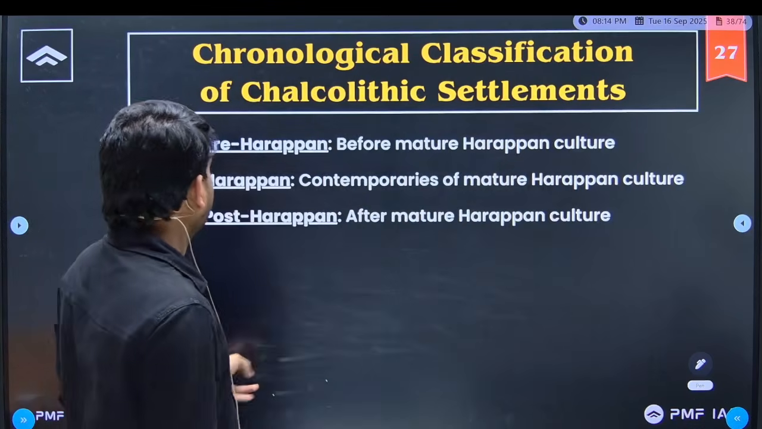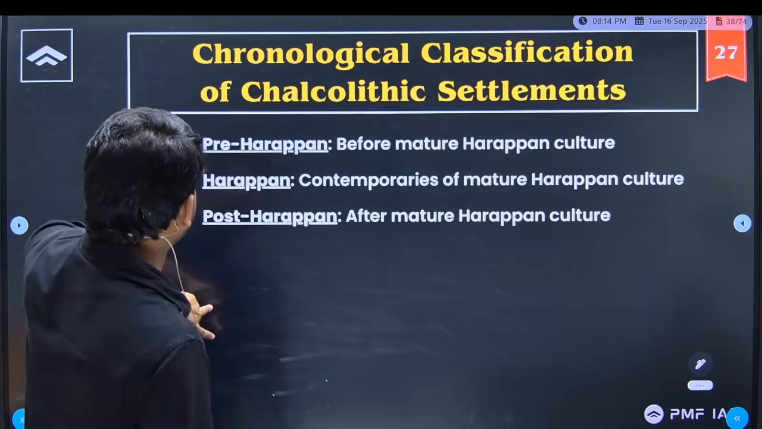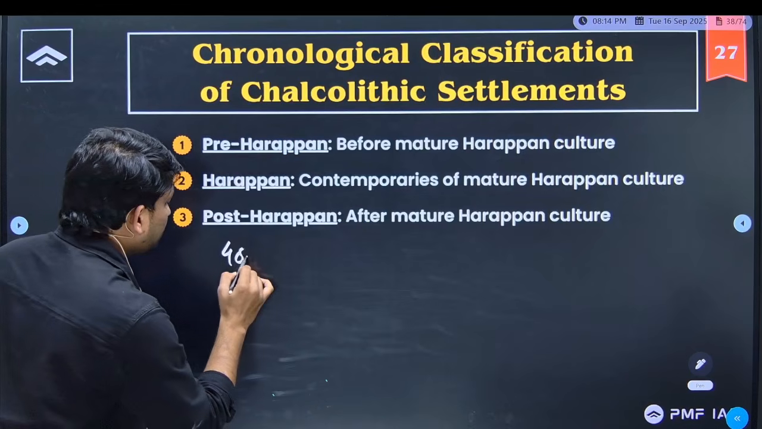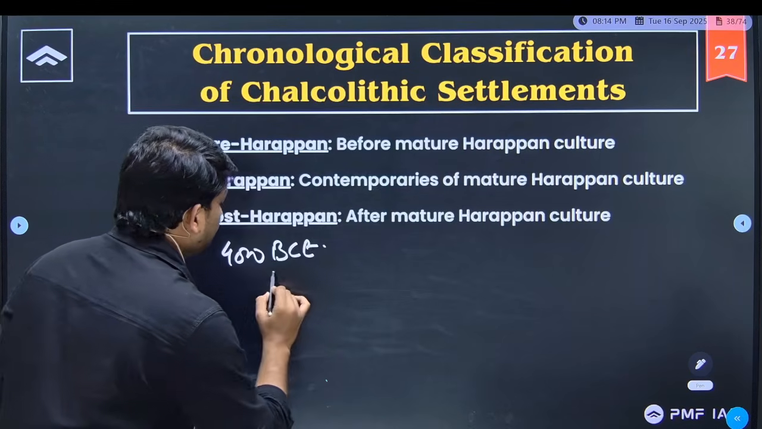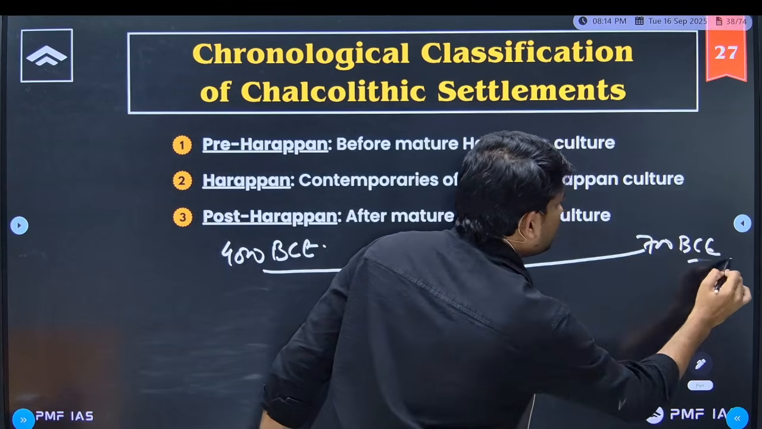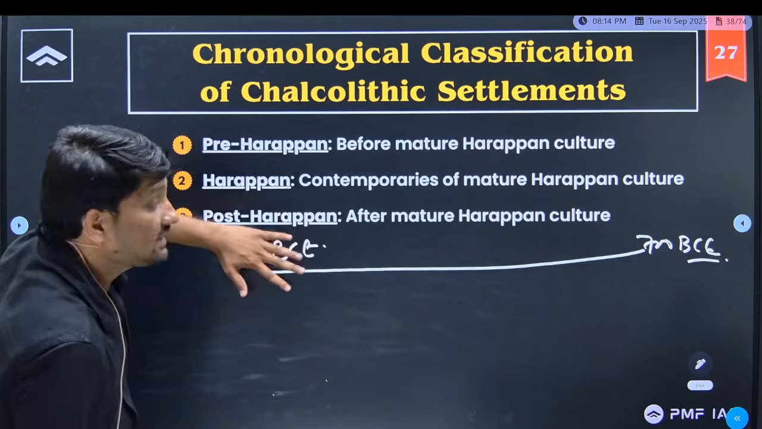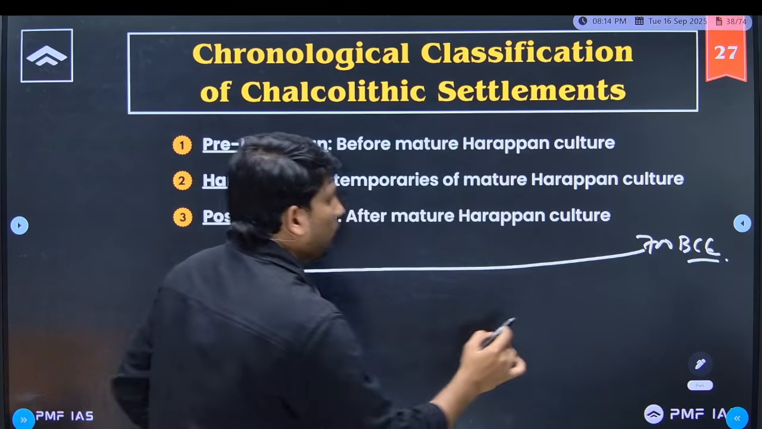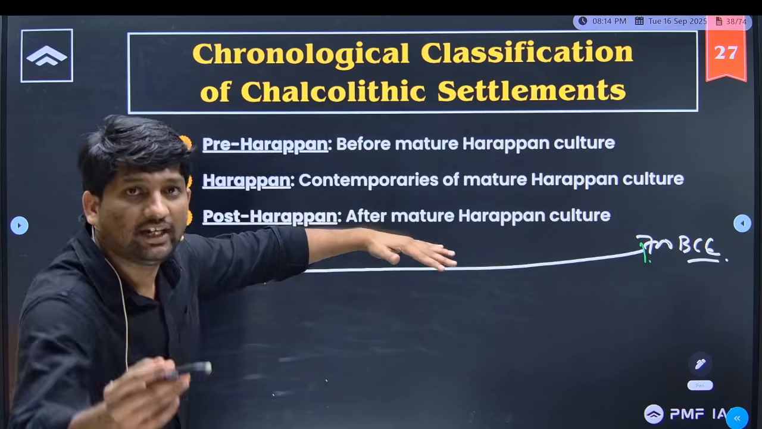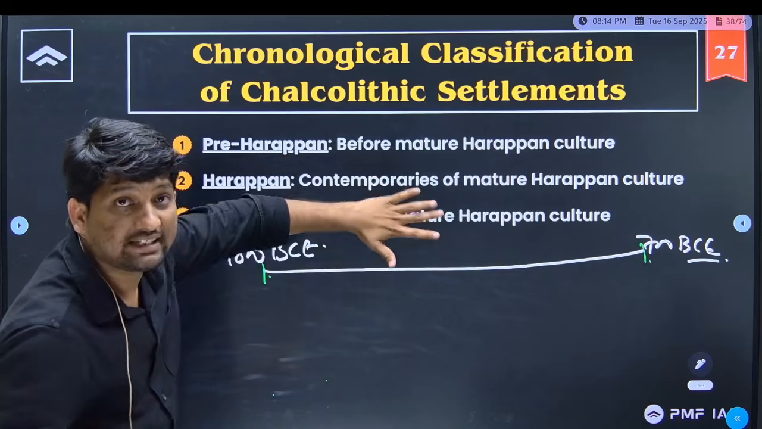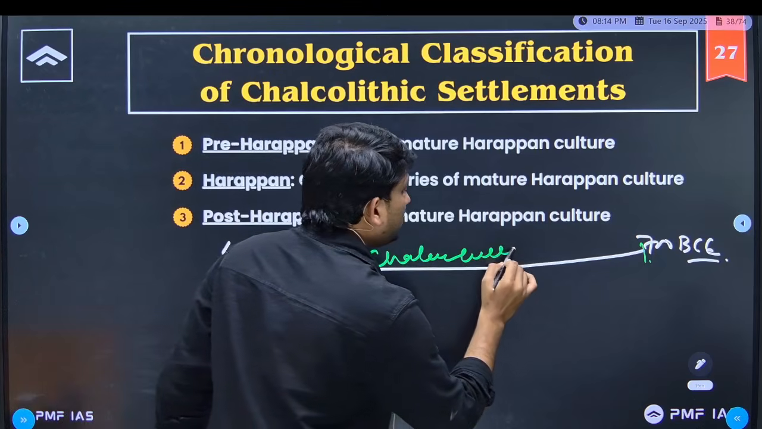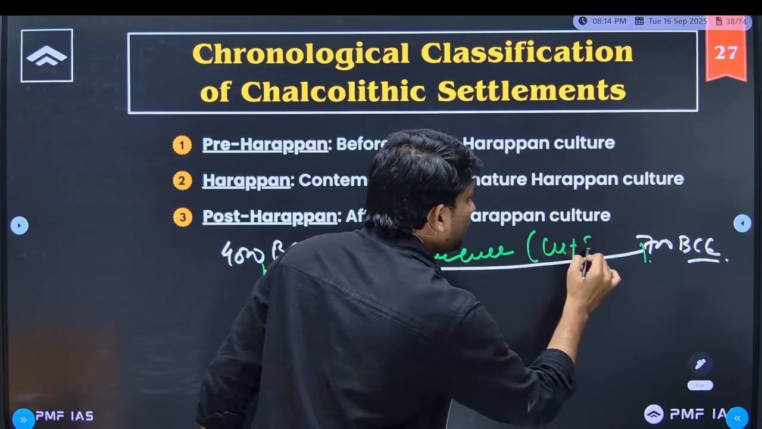Remember, suppose this is Chalcolithic culture. It starts around 4000 BC, right? And it continued till 700 BC. During this same time period, 4000 to 700, most of these sites in most of the regions were basically in this Chalcolithic culture. Chalcolithic culture means they were basically using copper and tin.